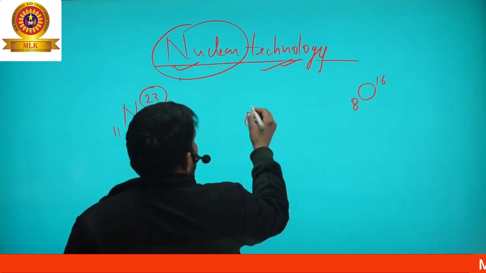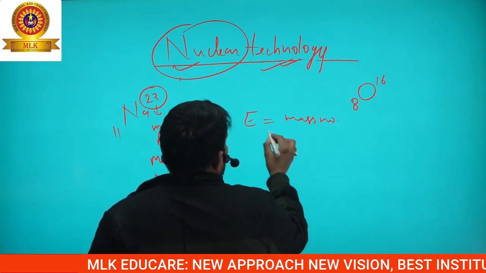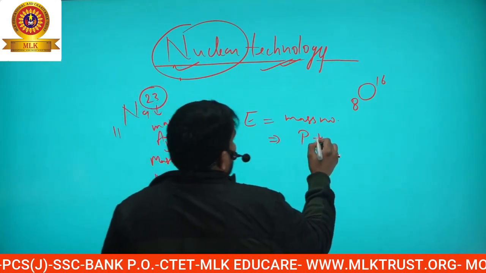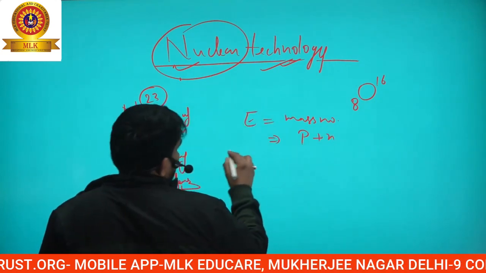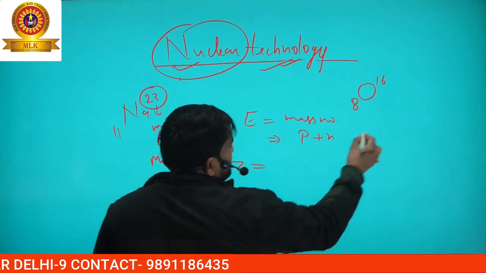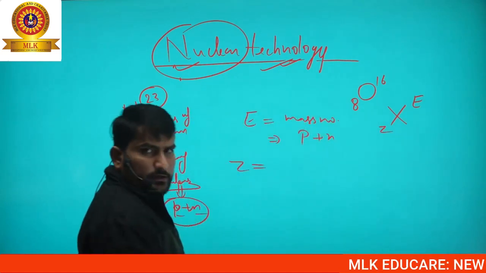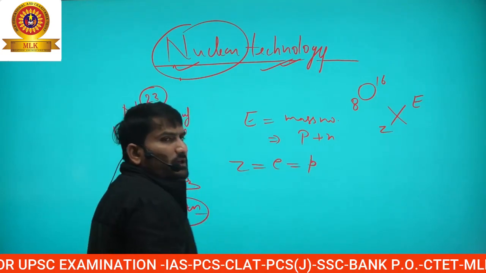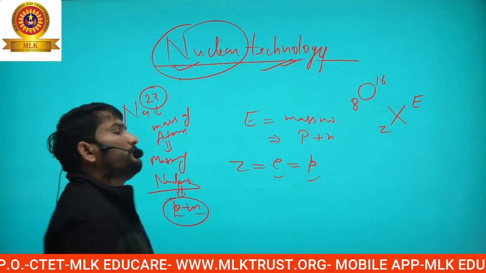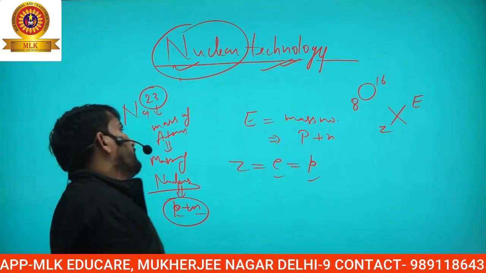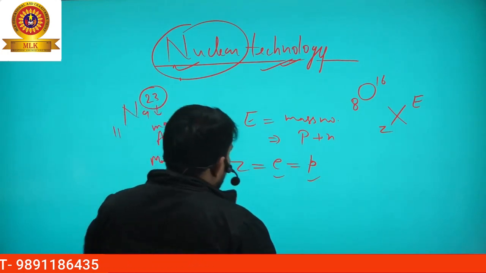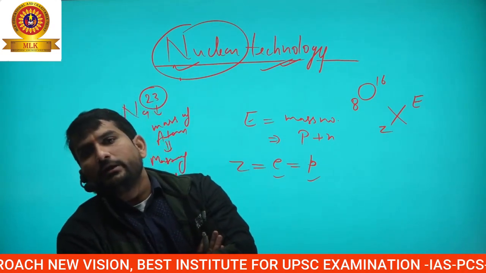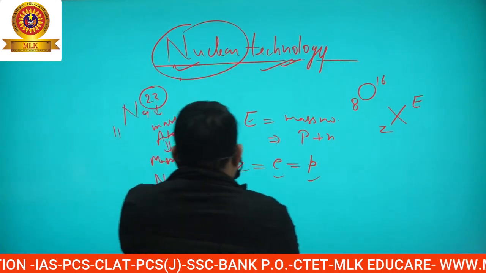Now, if we denote it, A is the mass number, which is equal to P plus N, and Z is the atomic number. Here is A, here is Z, so Z equals atomic number, and Z equals E equals P. That means Z is equal to E is equal to P, because the electron number is always equal to the proton number. So this is the atomic number and this is the mass number. Mass number is P plus N, atomic number is the number of electrons, and the number of electrons is always equal to the number of protons.